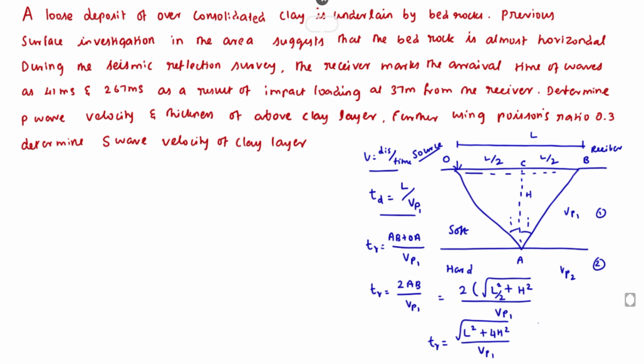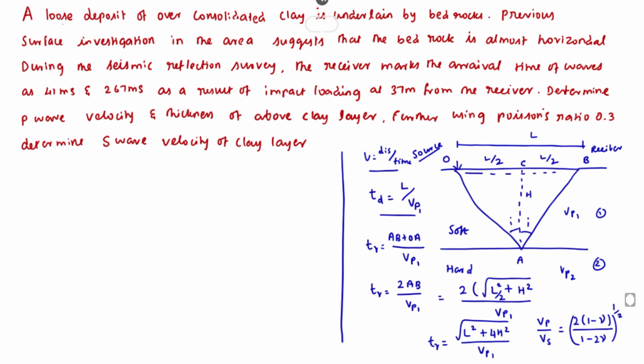Again, we know the formula Vp divided by Vs equals the square root of 2 into (1 minus Poisson ratio) divided by (1 minus 2 Poisson ratio). Using these formulas we can solve the problem.